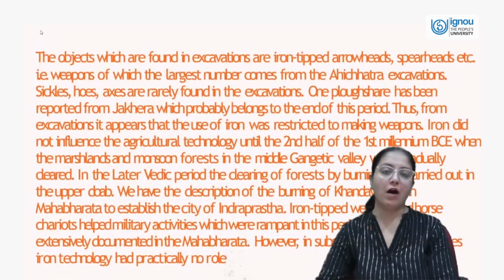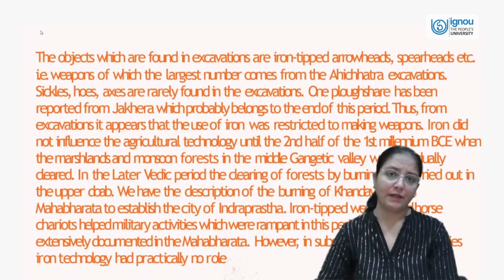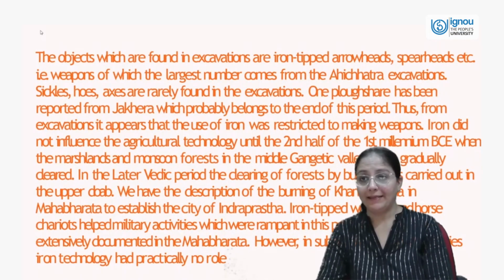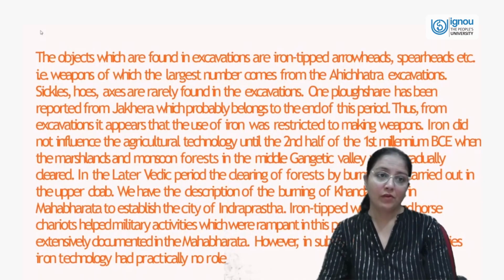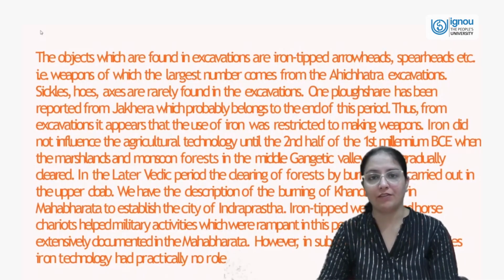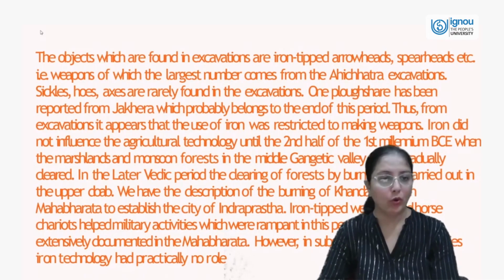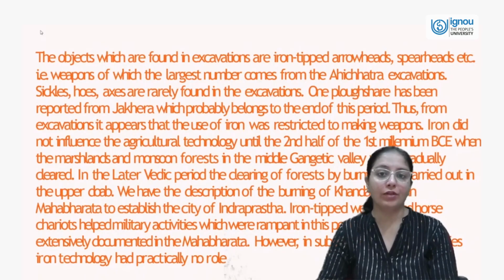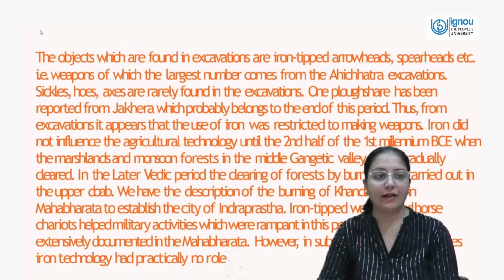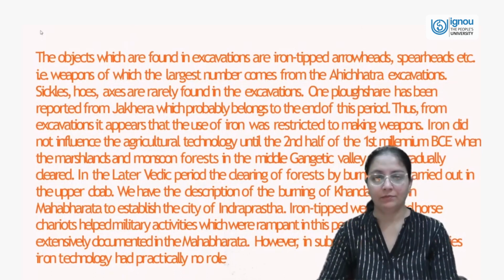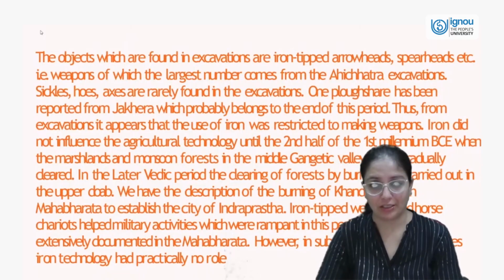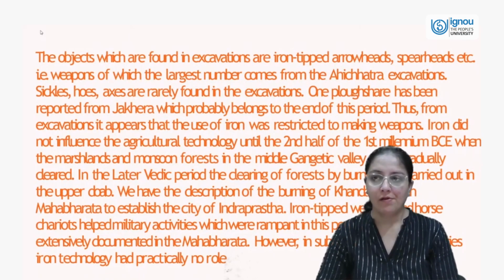The objects which are found in excavations are, number one, iron-tipped arrowheads, next is spearheads, etc. Weapons, of which the largest number comes from Ahichchhatra excavations. Sickles, hoes, axes are rarely found in excavations. One ploughshare has been reported from Jakhera, which probably belongs to the end of this period.